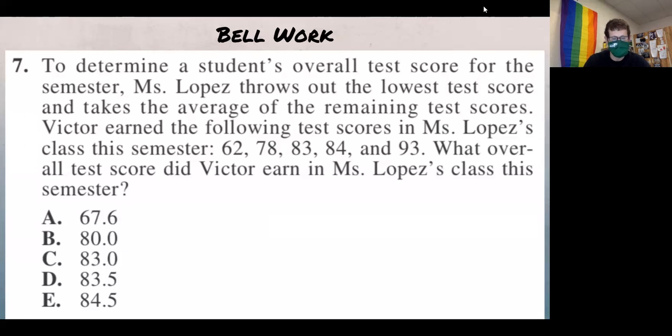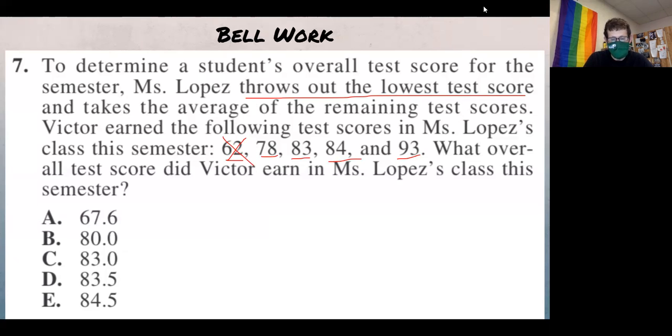In this problem, we need to make sure we're reading the full prompt, because what it says is that the overall test score is determined by throwing out the lowest test score and then averaging the remaining ones. So if we look at the list of scores for Victor, we can see 5 test scores, the lowest gets thrown out, so the lowest was 62.